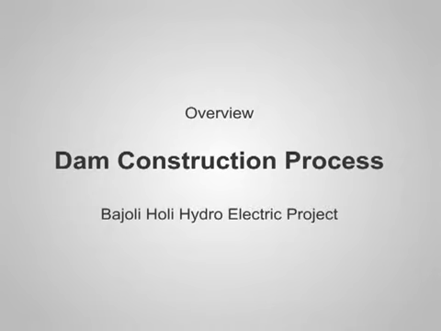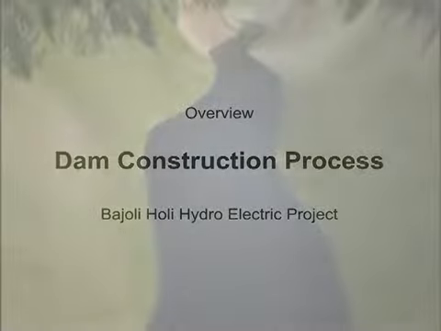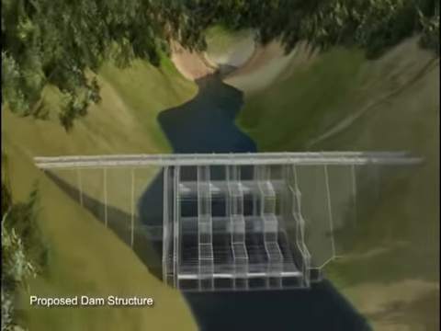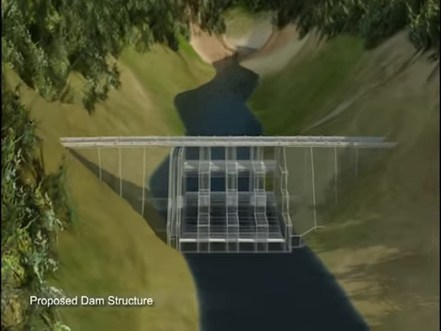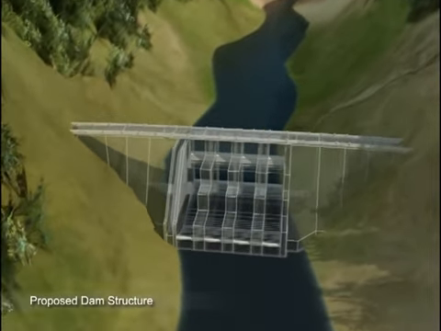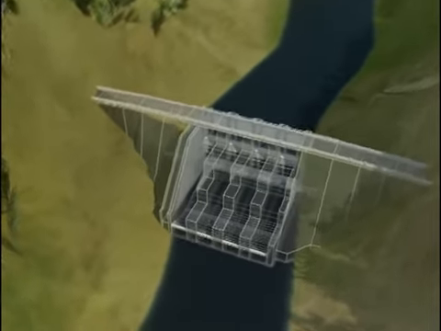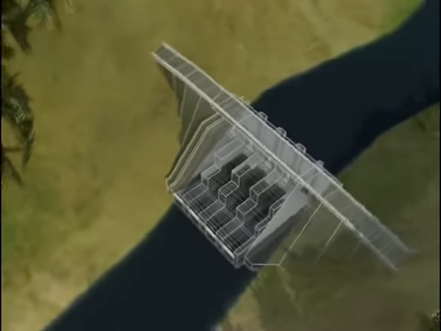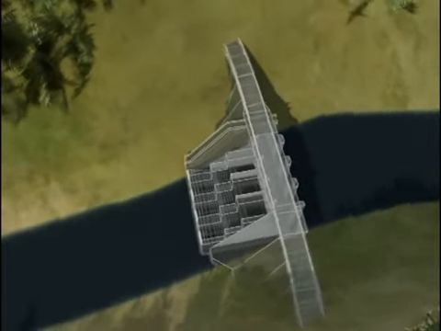Welcome to the dam site of the Bajoli-Holi Hydroelectric Project. The dam is situated across the Ravi river near village Bajoli in Himachal Pradesh. Here we can see the terrain and location of the dam. Let us take you through the process of constructing the dam.